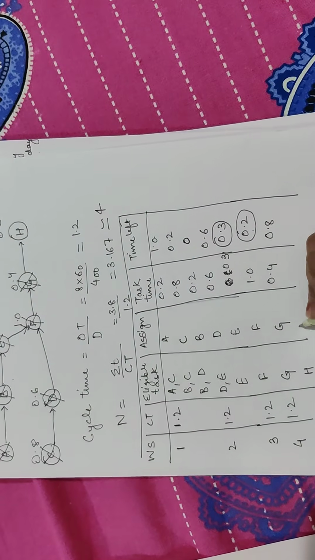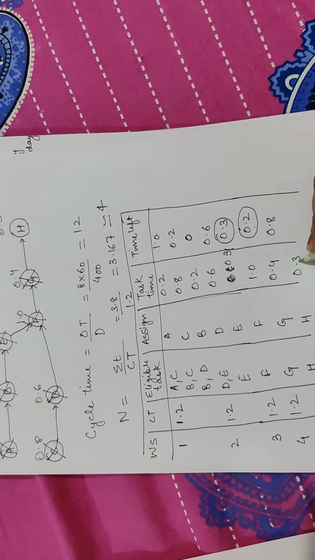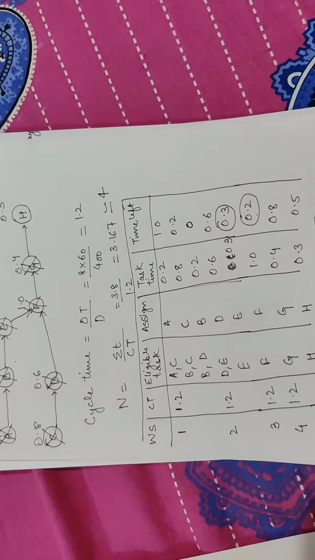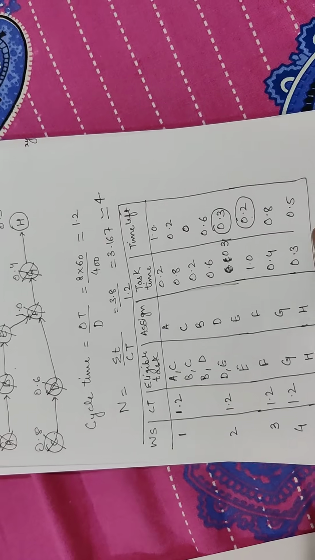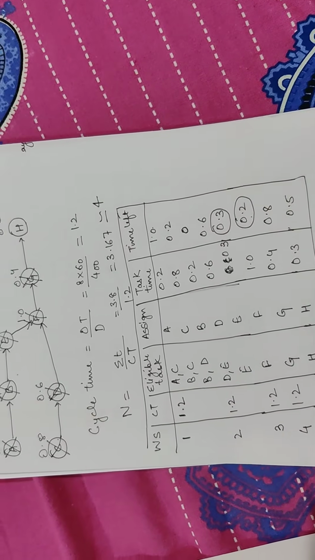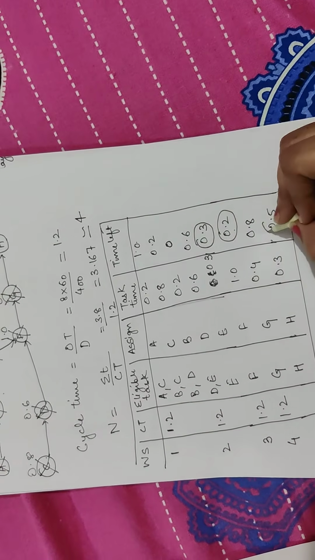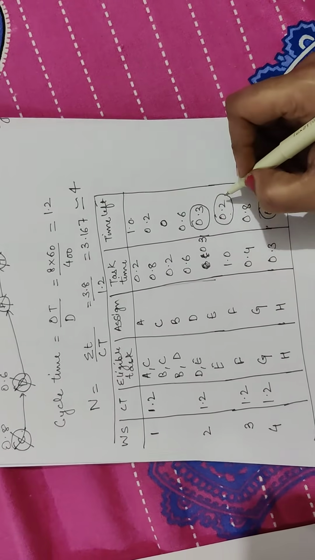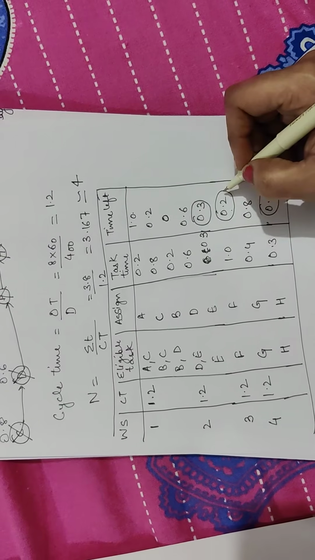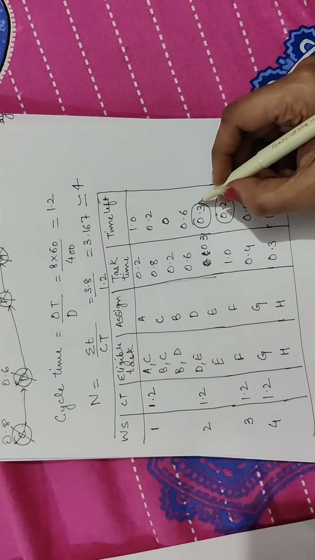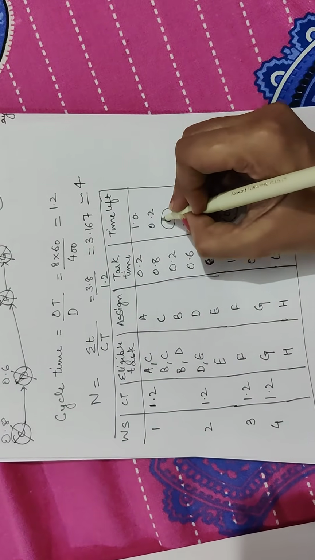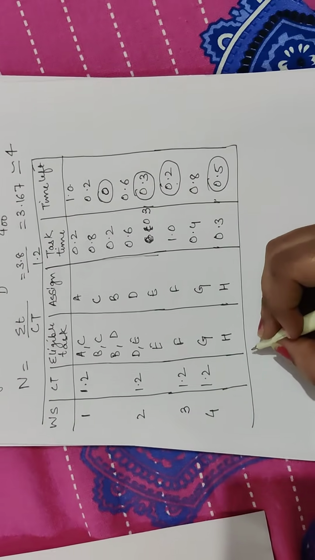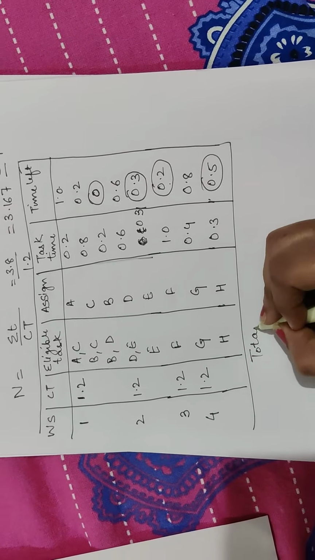After G we have H and H time period is 0.3 and the time left will be 0.5. फाइन. 0.8 में से मैंने 0.3 को माइनस कर दिया. सो 0.5 इज़ द आइडल टाइम ऑफ फोर्थ वर्क स्टेशन, 0.2 इज़ द आइडल टाइम ऑफ थर्ड वर्क स्टेशन, 0.3 आइडल टाइम ऑफ सेकेंड वर्क स्टेशन एंड 0 इज़ द आइडल टाइम ऑफ फर्स्ट वर्क स्टेशन. राइट. सो नेक्स्ट इज टोटल आइडल टाइम.